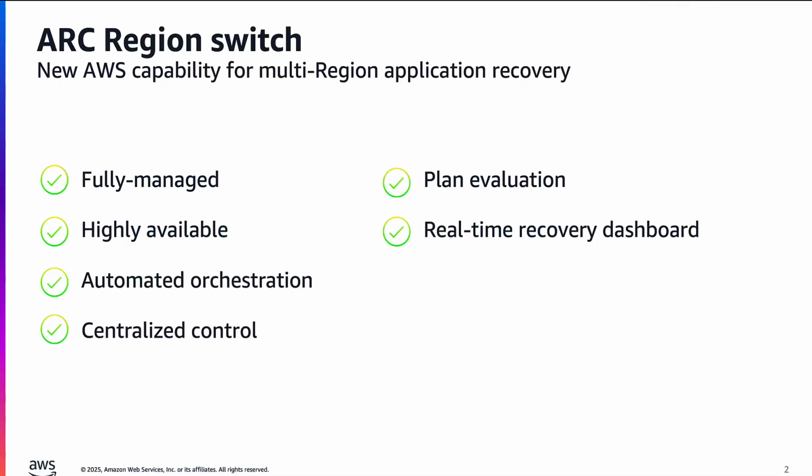ARC Region Switch is a new capability that you can use for multi-region application recovery. It's fully managed and allows you to build your Region Switch plan that you can use to orchestrate the specific components for a particular application stack, or you can orchestrate recovery across multiple applications, say if there's dependencies among them. It provides centralized control and real-time recovery dashboards, so you can view the recovery process across your whole application portfolio.